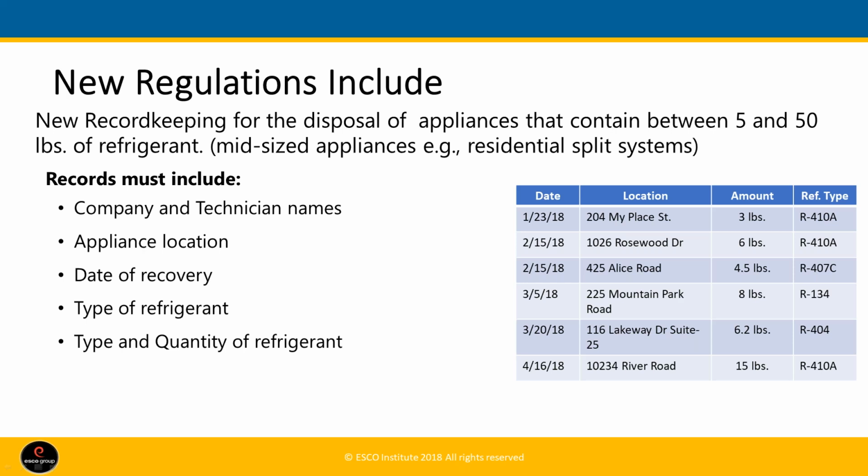And the record has got to include the company name, the technician's name, the location of the appliance, the date of recovery, and the type of refrigerant that was recovered for each appliance. And these records are normally kept on the invoices, so it's nothing really new except that you've got to make sure you have them today.